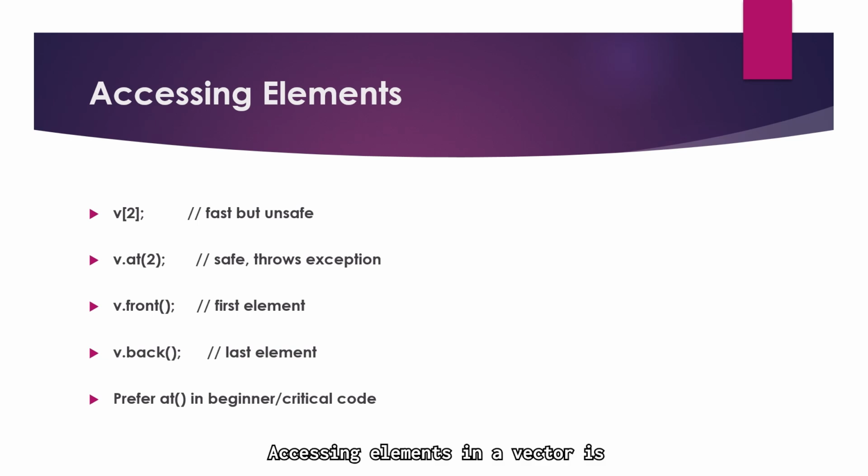Accessing elements in a vector is intuitive. We can use the square bracket notation like v[i] for fast access, but it does not perform bounds checking. If we go out of range, it can crash our program. For safer access, we use v.at(i), which throws an exception if the index is out of bounds. We also have v.front and v.back to quickly get the first and last elements. For robust and production-ready code, we prefer using at unless performance is absolutely critical.